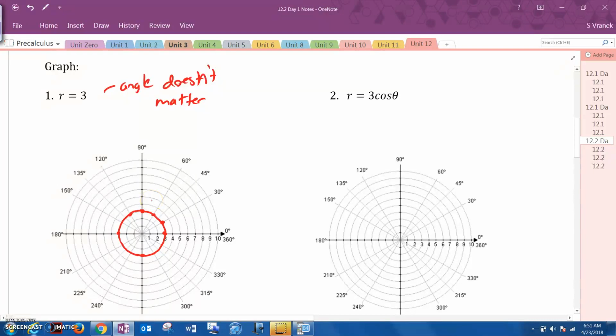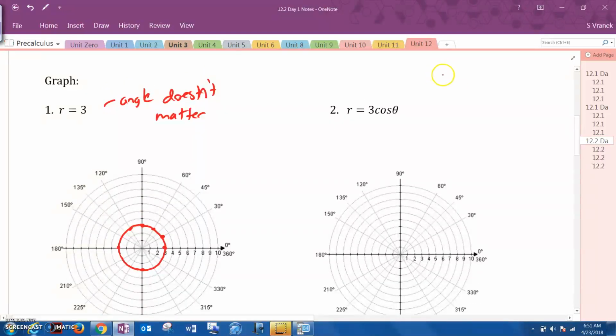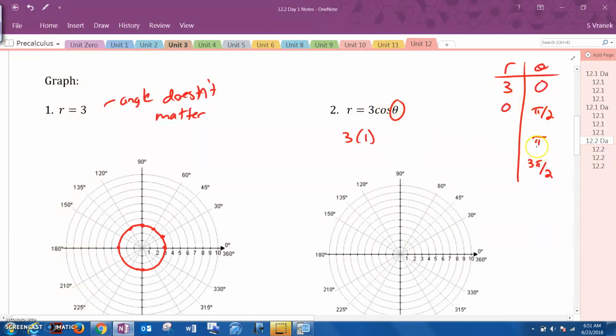Now, this one's a little different, so we're going to use a table real quick, although you don't have to do this as often. At 0, pi over 2, pi, and 3 pi over 2, we have to plug those in for theta here to see what r is. Well, cosine of 0 is 1, so you get 3 times 1 is 3. At pi over 2, the cosine is 0, so we get 0. At pi, you get a negative 3 and then 0.